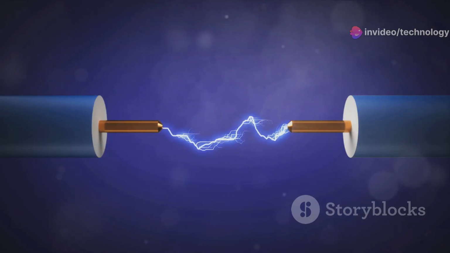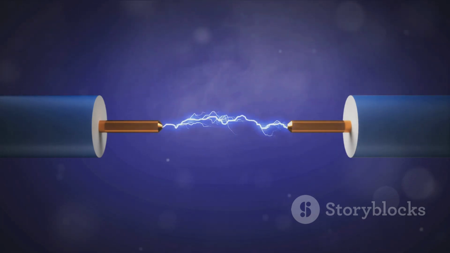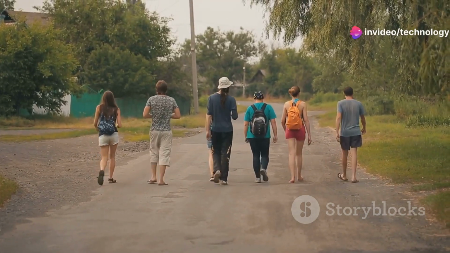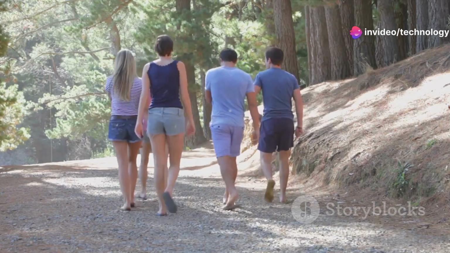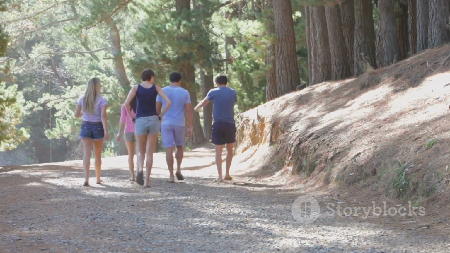Similarly, voltage measures the potential energy that can push electrons from one point to another, creating what we call an electric current. So when we talk about voltage, we're really talking about the force that pushes the electrons along their merry way. So, in essence, voltage is the push that gets electrons moving.